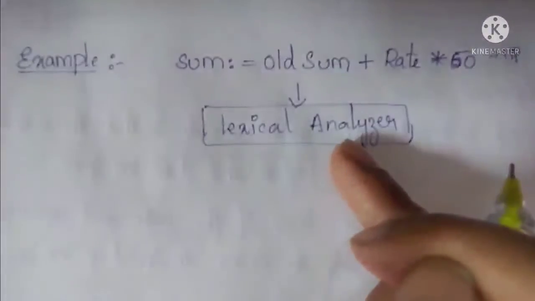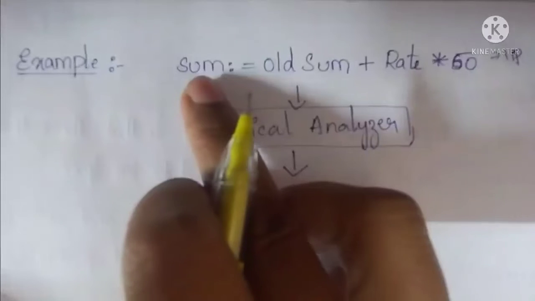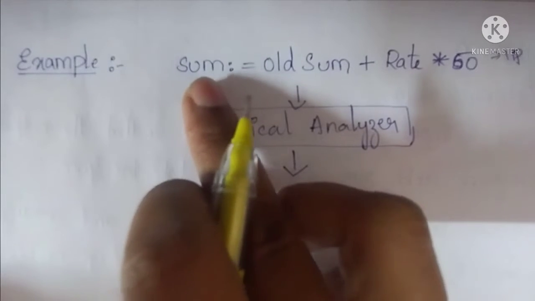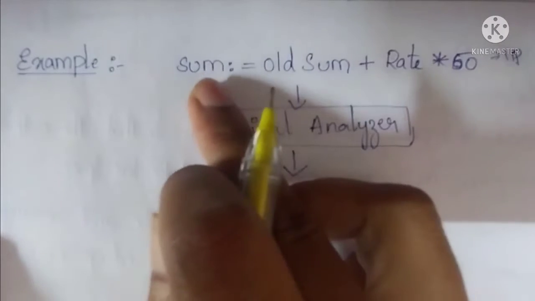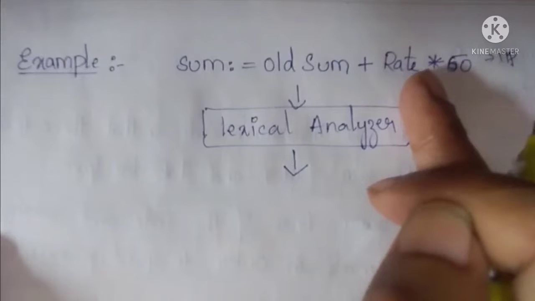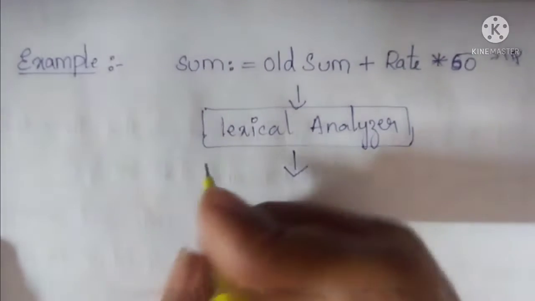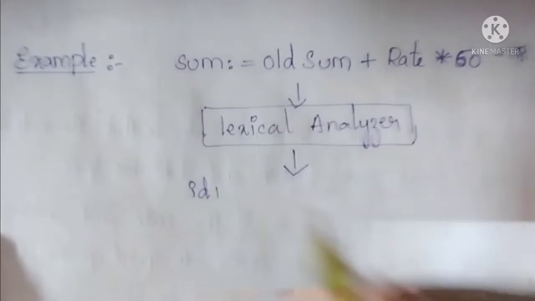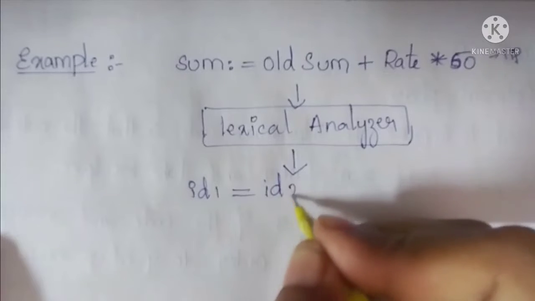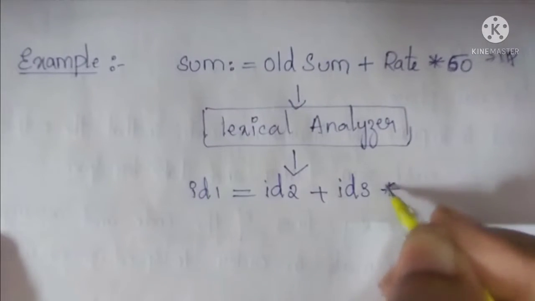So first we will convert those inputs into lexemes. Suppose I am giving identifiers for this: this is the first identifier, second identifier, third identifier and fourth identifier. I am assuming it like that. Okay, I'll write here ID1 equal to ID2 plus ID3 into ID4.